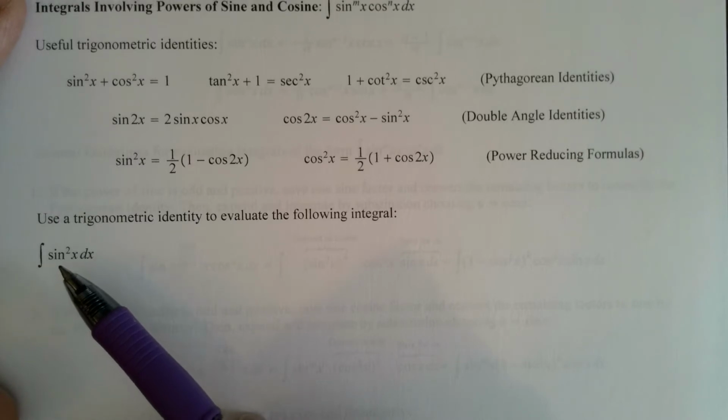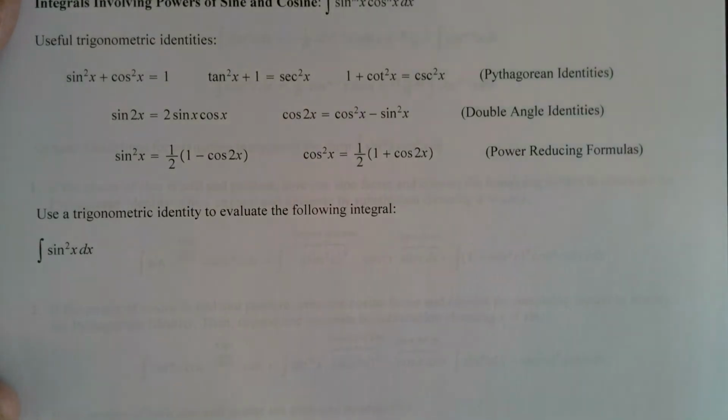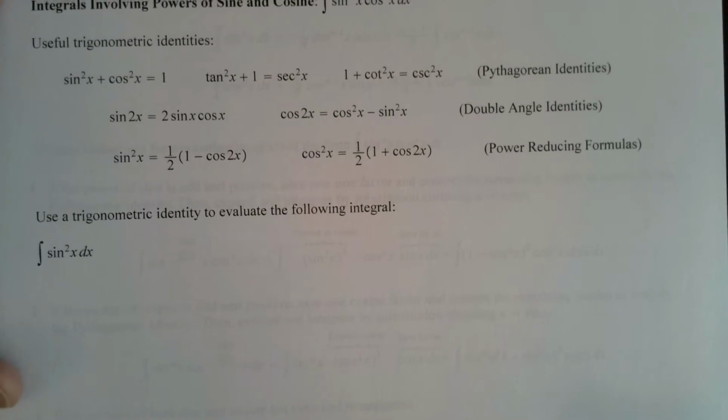So how do I do this? You might think, well, I can use integration by parts because sine squared x is really sine x times sine x, but we don't want to do that. It's not going to be helpful, right? Integration by parts will not work in that case.